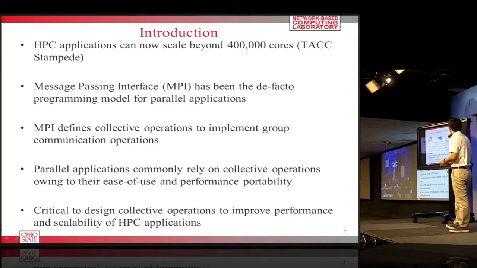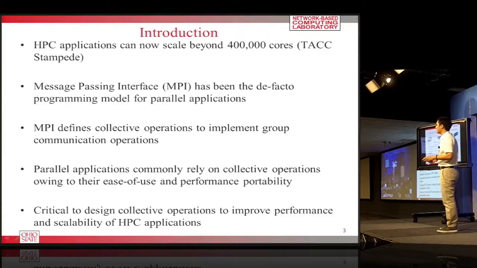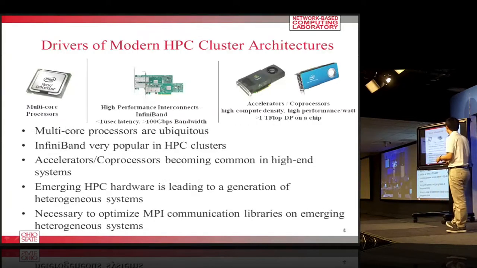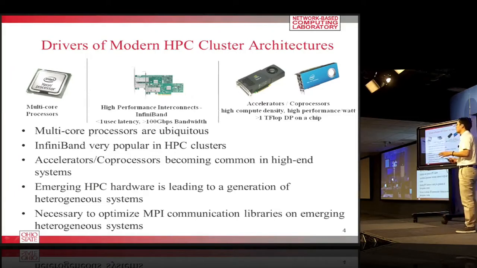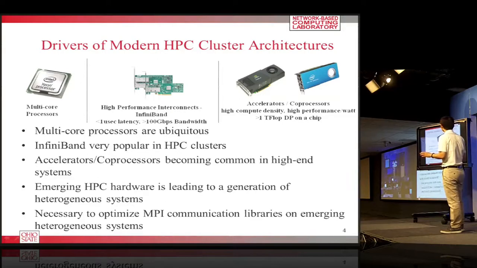So it is critical to design the collective operations to improve the performance and the scalability of HPC applications. Nowadays, the multi-core processors are everywhere, right? For example, your laptop, desktop, server machines. And also InfiniBand is very popular in current HPC clusters. The accelerators and the co-processors like the MIC become common in high-end systems. And also the emerging HPC hardware leads to more and more heterogeneity in current systems. So it is necessary to optimize MPI communication libraries for such emerging systems.